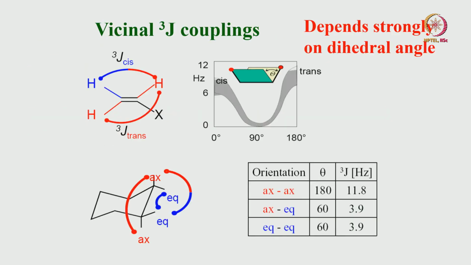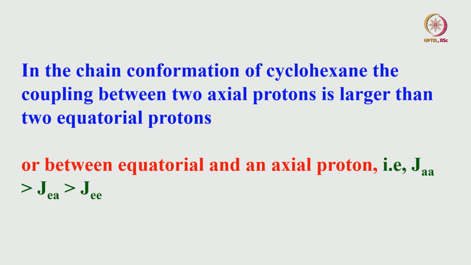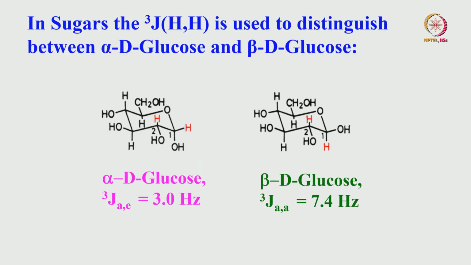So, vicinal coupling, simply you understand: axial-axial coupling, 180 degrees, is 11.8 hertz, axial-equatorial is 3.9, equatorial-equatorial, 60 degrees, is smaller. So in the chair conformation of cyclohexane, the coupling between 2 axial protons is always larger than equatorial. I have been telling you, please remember, in a chair conformation of cyclohexane, axial-axial coupling is larger than axial-equatorial, and that is larger than equatorial-equatorial. So equatorial coupling is always smaller compared to axial coupling, and you can use this idea.